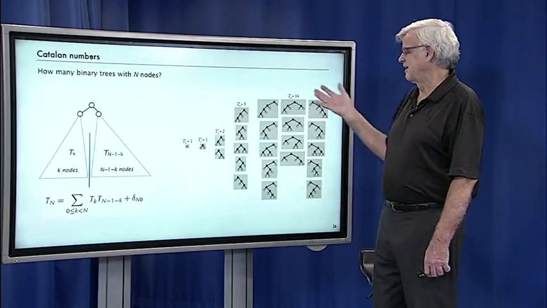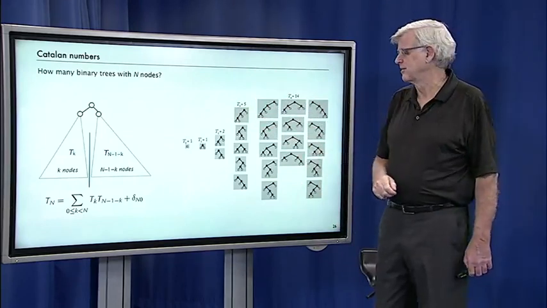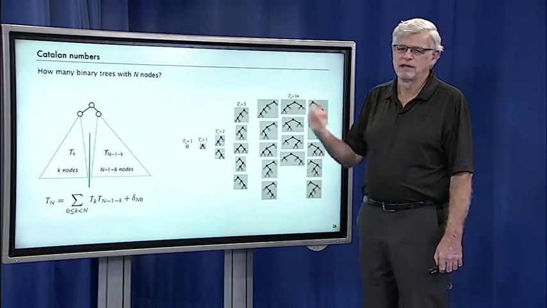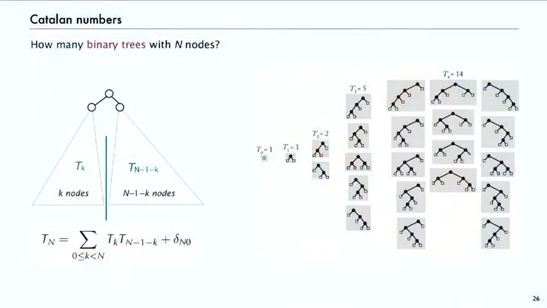Here's another one, binary tree structures. A binary tree is a root node that is connected to 2 binary trees, a tree on the left and a tree on the right. Or it could be empty. That's called an external node. So how many different binary trees are there with n nodes? And we'll look in a lot of detail at binary trees later on.